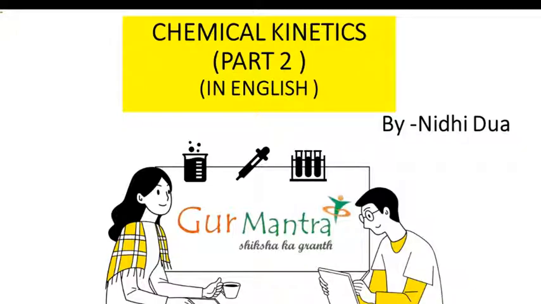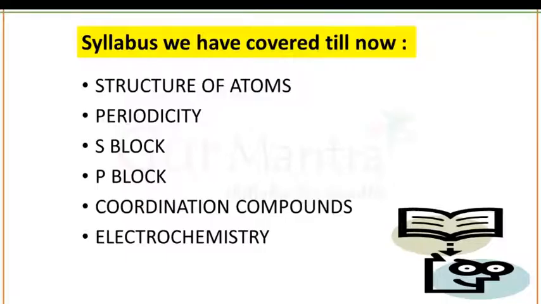So guys, in the previous lecture we started chemical kinetics, and this is part 2 of chemical kinetics. Before starting today's topic, I would like to tell you about the syllabus that we have covered till now. We have completed structure of atom, periodicity, S block, P block, coordination compounds and electrochemistry. And in today's lecture, we will complete the topic chemical kinetics.